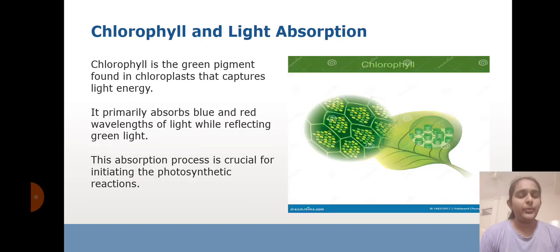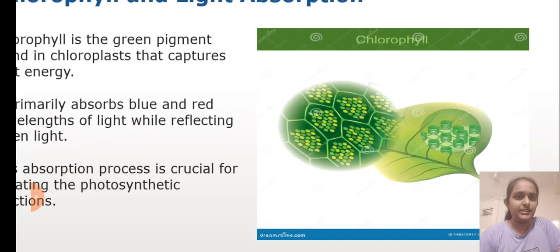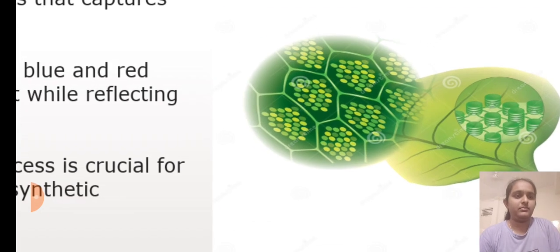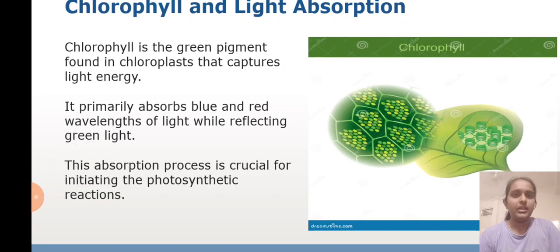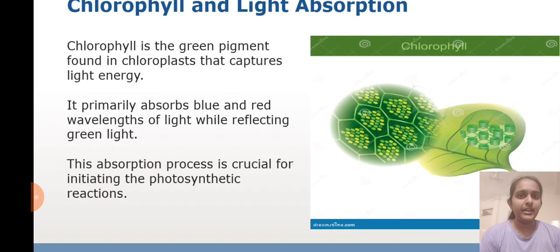Chlorophyll and light absorption during the photosynthesis in plants. Chlorophyll is the green pigment found in the chloroplast that captures light energy. In this picture we can see chlorophyll in the plants. It primarily absorbs blue and red wavelengths of light while reflecting green light. This absorption process is crucial for initiating the photosynthetic reaction in plants.